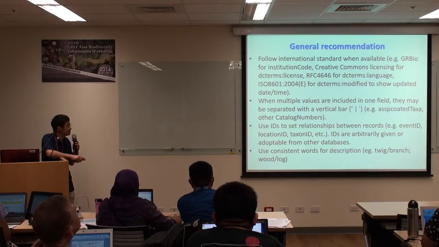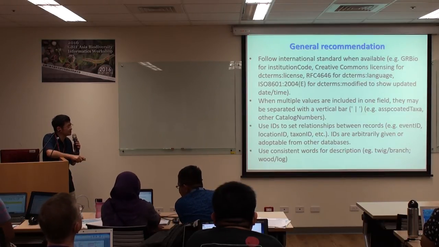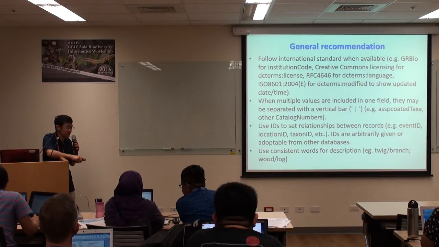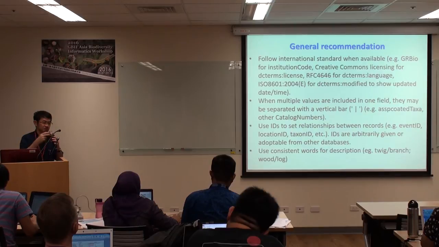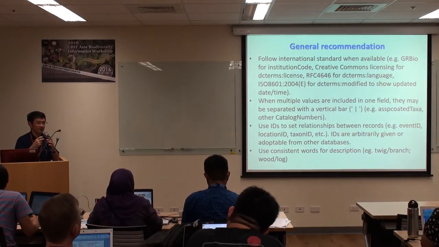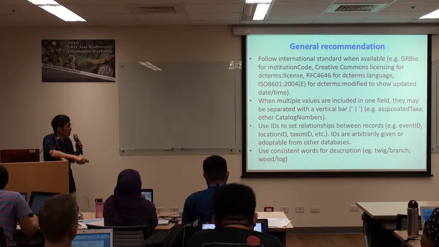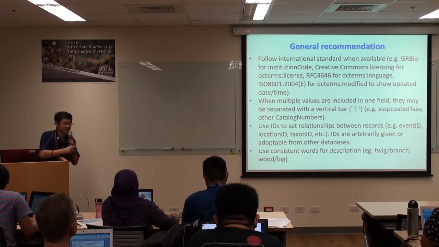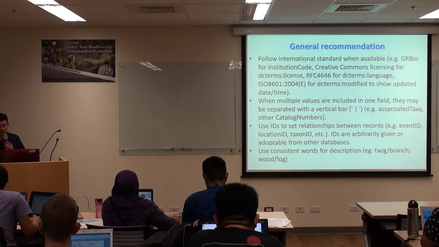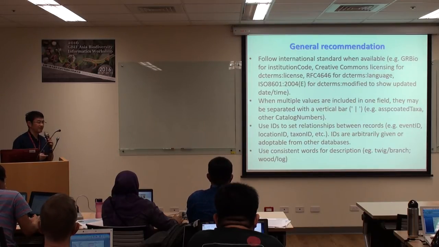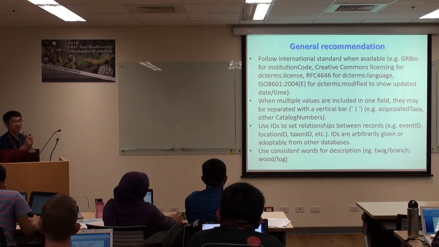We have a number of IDs in Darwin Core, but if you use the standardized Darwin Core IDs within your database, setting a relationship becomes easier rather than stating the word every time. So IDs are arbitrarily given or adaptable from other databases. For instance, each of the fungal names, if they are registered, we can find the digital numbers given in other databases, like Index Fungorum or MycoBank. These two databases provide digits for each name.